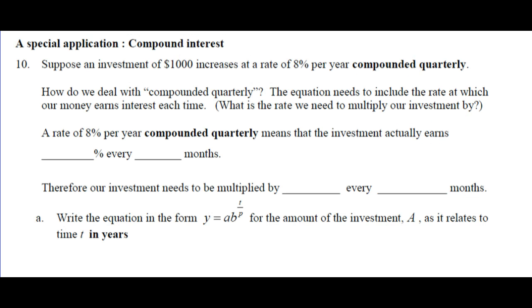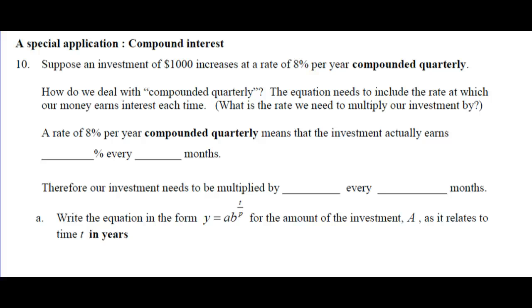All right, last one. Compound interest. Now, Peter's saying, hey, pay attention to this, it's like money. Suppose an investment of $1,000 increases at a rate of 8% per year compounded quarterly. Good luck finding one of those, by the way. How do we deal with compounded quarterly?